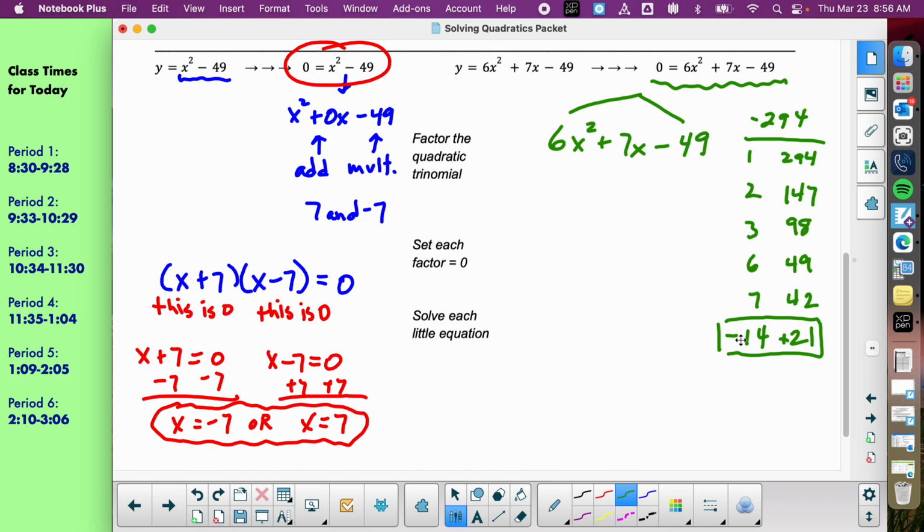Bella, do you remember what to do with those 2 numbers we figured out? Perfect. You're going to put them in place of 7. So we're going to have 6x squared minus 14x plus 21x minus 49. Split it in half imaginarily.